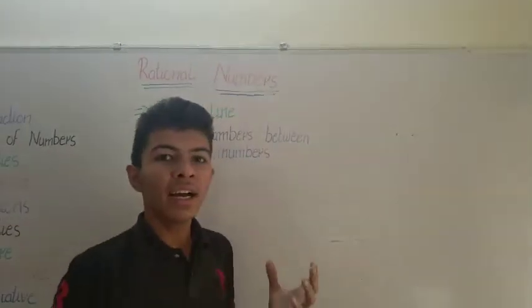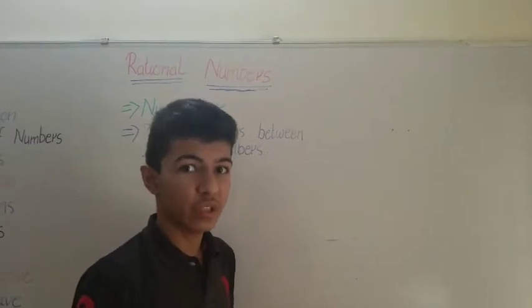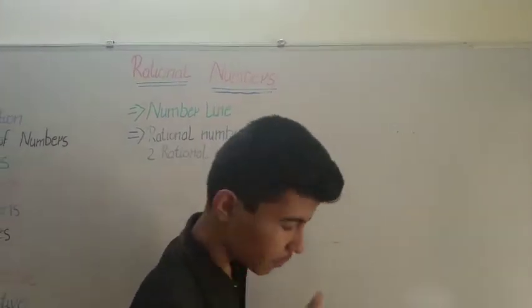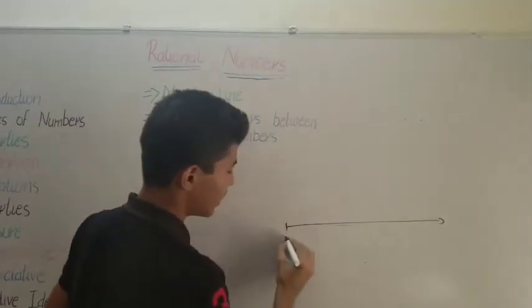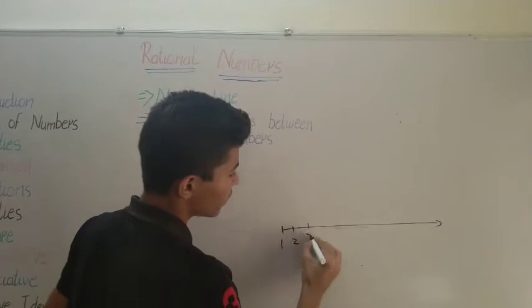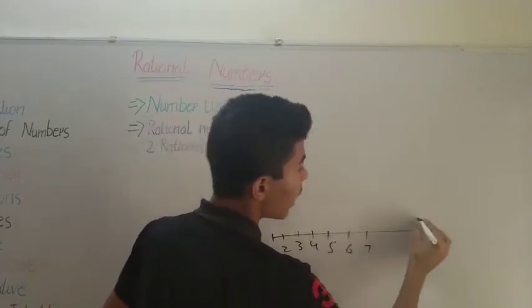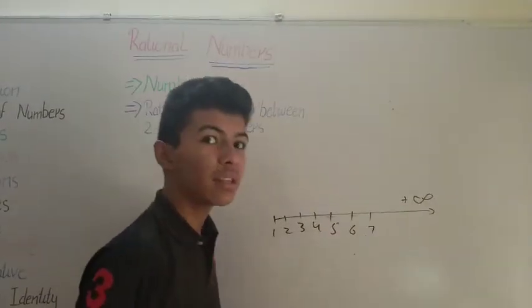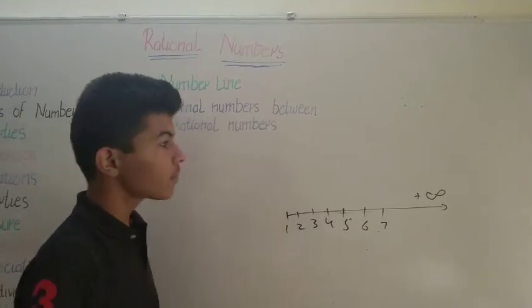So first, if I have a basket in which I have 3 apples and 2 oranges, total 5 fruits, how do I represent it on a number line? So it would have 1, 2, 3, 4, 5, 6, 7 up to positive infinity. These numbers are known as natural numbers or the counting numbers.